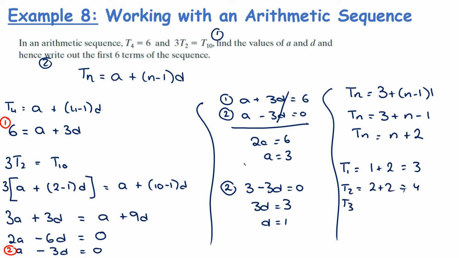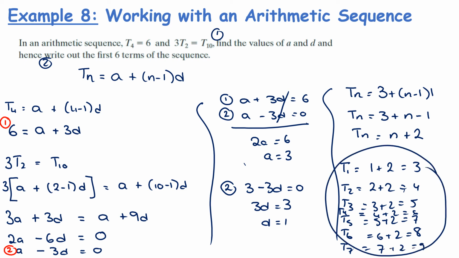And T3, I'm going to write them all out. T6 and T7. 3 plus 2 is 5. 5 plus 2 is 7. 6 plus 2. I've missed T4. That's what I've done. Apologies. I'm going to have to squeeze this in here. T4. 4 plus 2 is 6. And 7 plus 2 is 9.